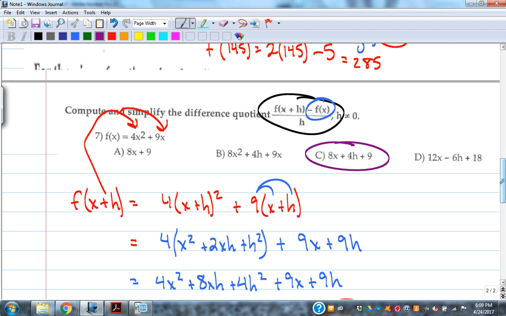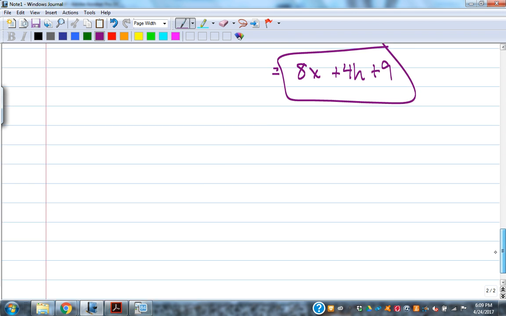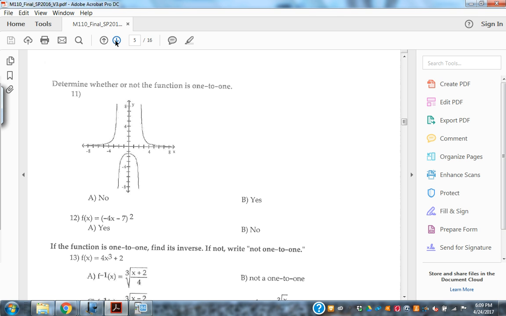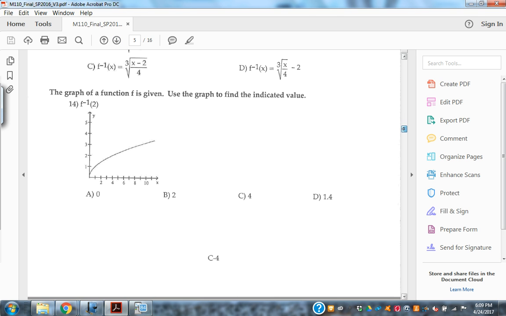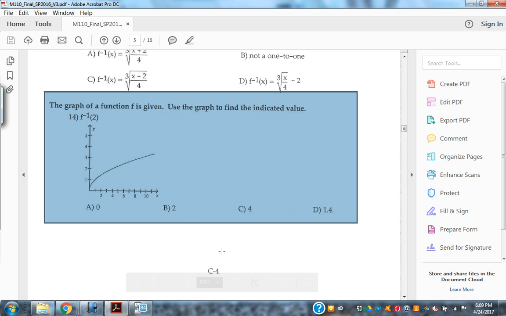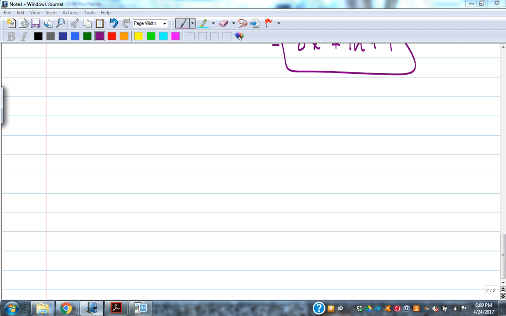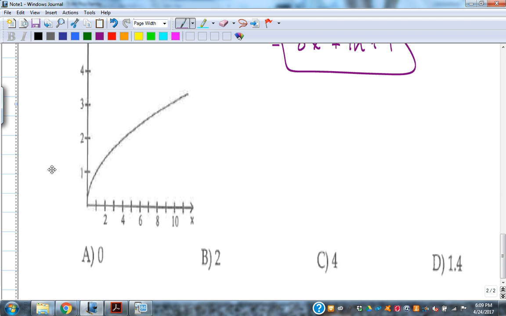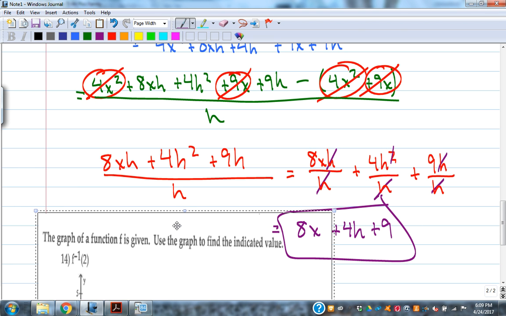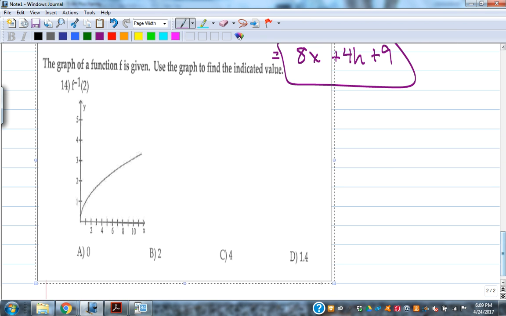Next, 14. Yeah. 14. Oh, yeah, we got a graph there. And they want us. What? Shrink down there, you crazy, don't you? I'm so crazy.